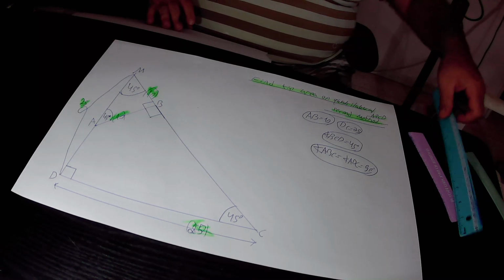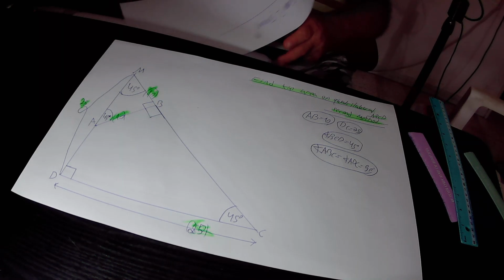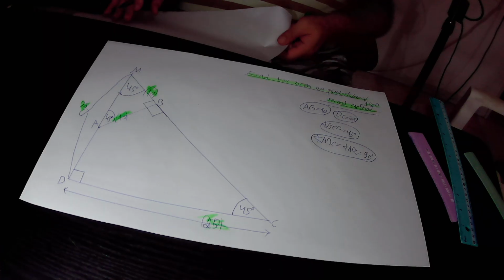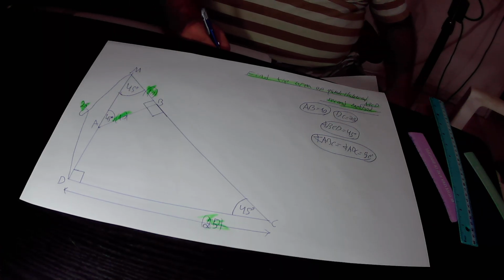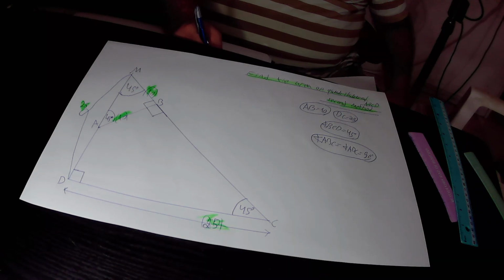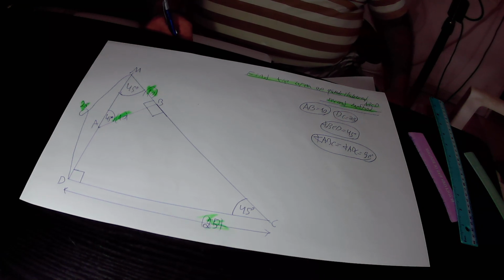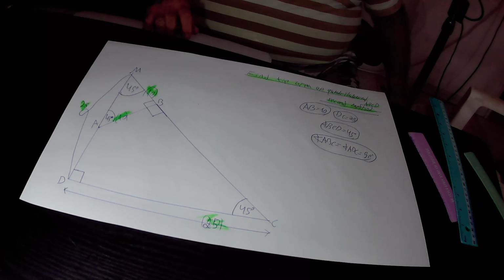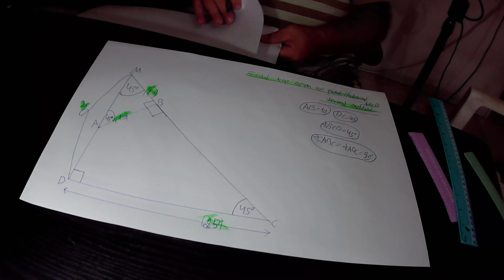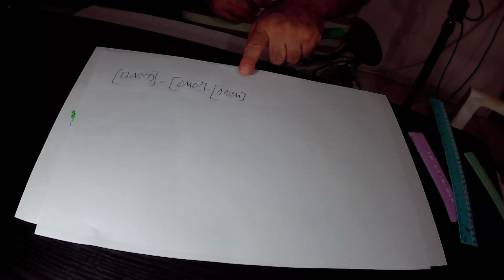Repeat again, the area of this quadrilateral ABCD must be equal to the area of the big right triangle MDC minus the area of the small right triangle ABM.